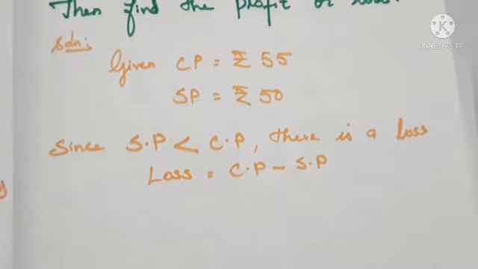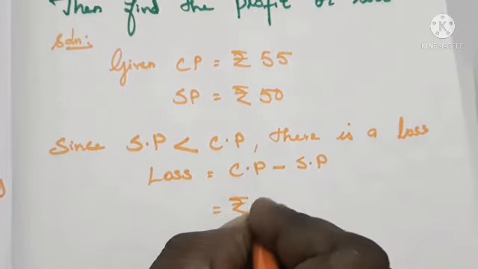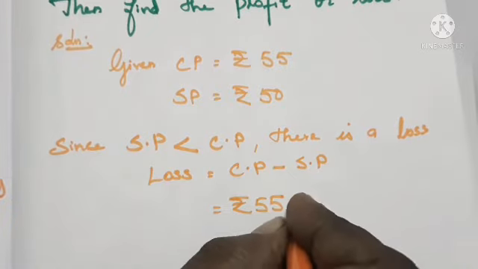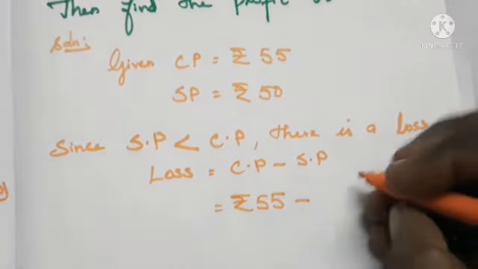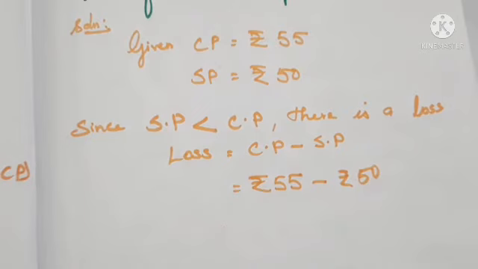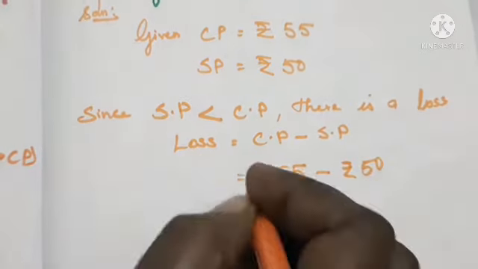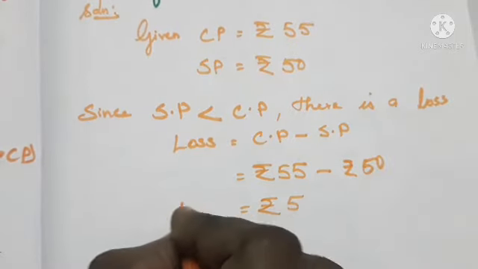So in this question, how much is the cost price? Yes, rupees 55 is the cost price. And next we have the symbol minus. What's the selling price amount? Selling price is rupees 50. So if you subtract 55 minus 50, you will get rupees 5 as loss. Rupees 5 is the loss amount.